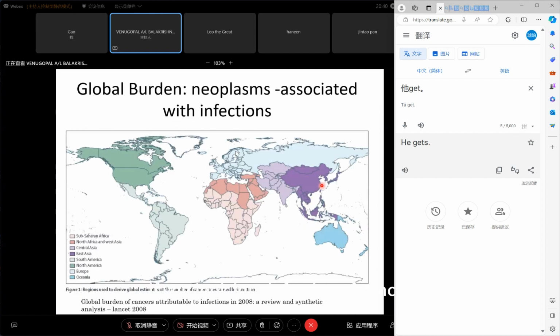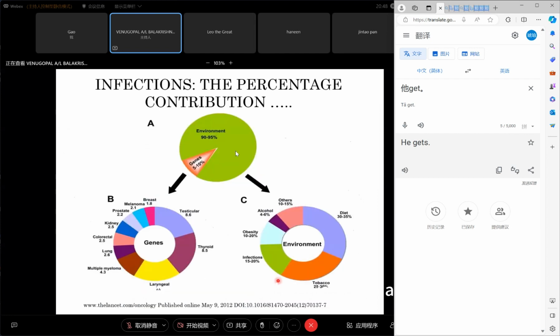So this is the global burden of infection and cancer, from the Lancet. I'm just putting this to show you. Then what contributes to cancer? 90 to 95% is contributed by the environment, and only about 5 to 10% by genetic mutations. But the environment would contribute back to genes itself. The main factor here is the environment, which includes diet, tobacco, obesity, alcohol and so on, but 15 to 20% is by infection. So what we are going to focus on is this: 15 to 20% of the 90 to 95% of factors that cause cancer is infection.